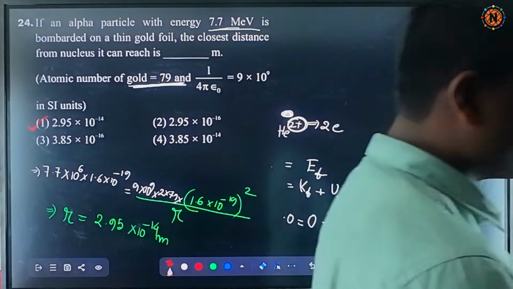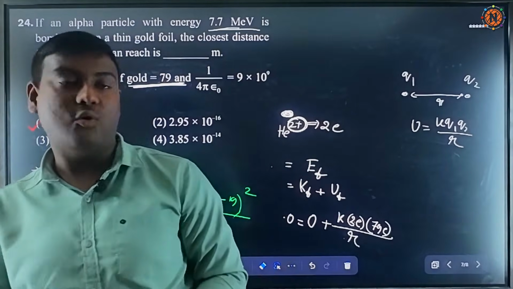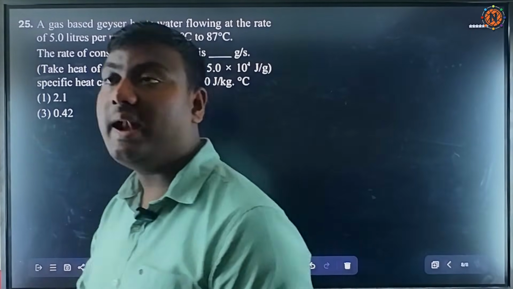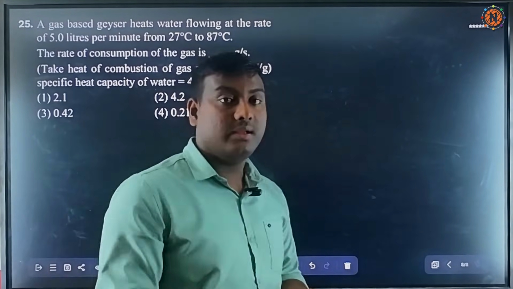Okay, so I have solved total 24 questions. I am giving one question as homework. You try this question and write the correct option or correct answer in the comment section.